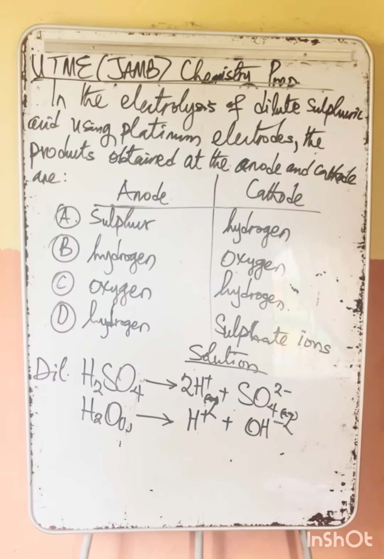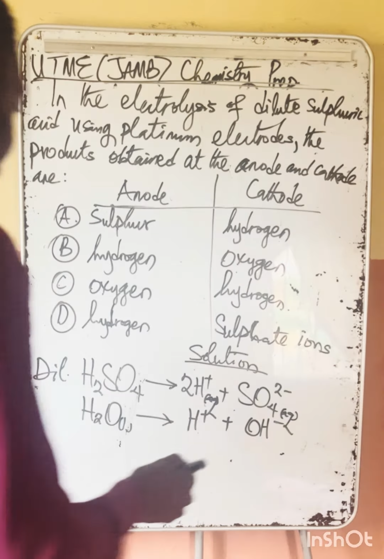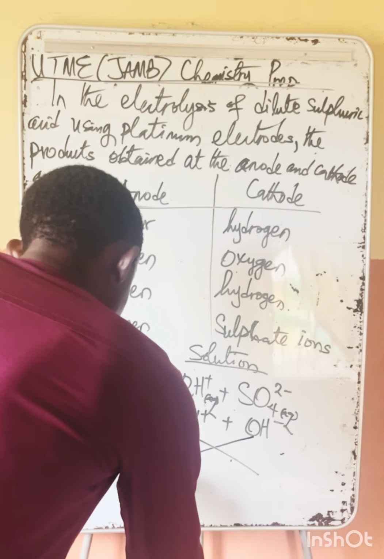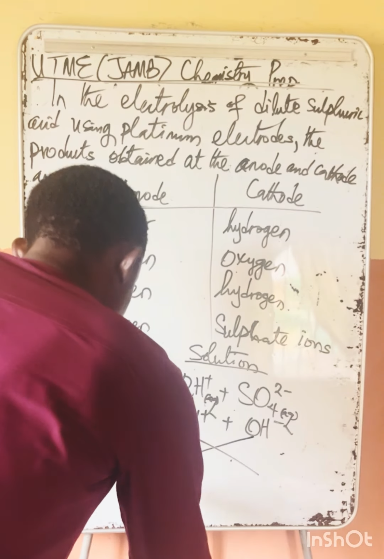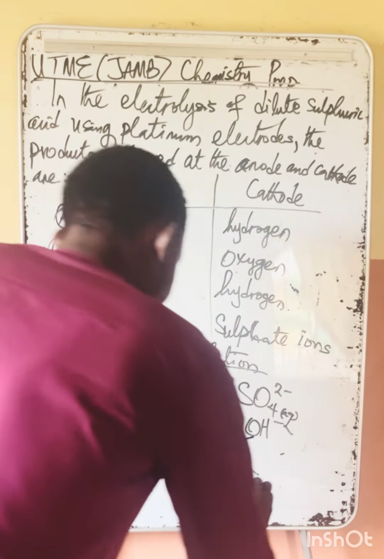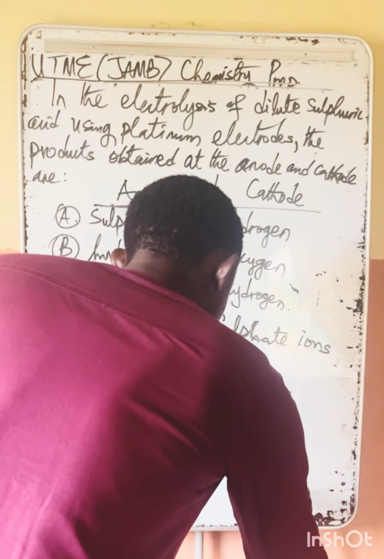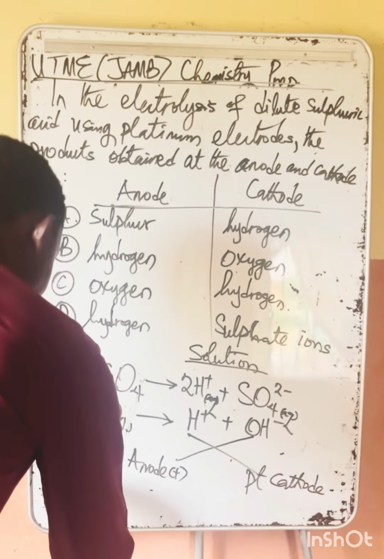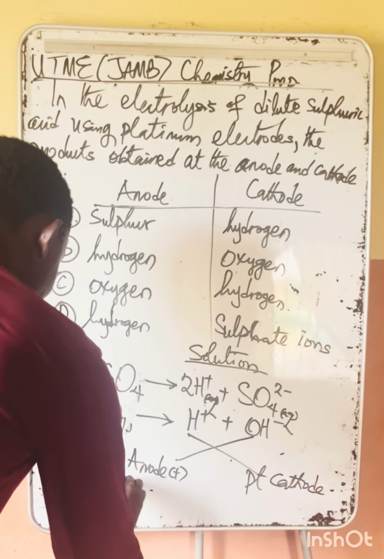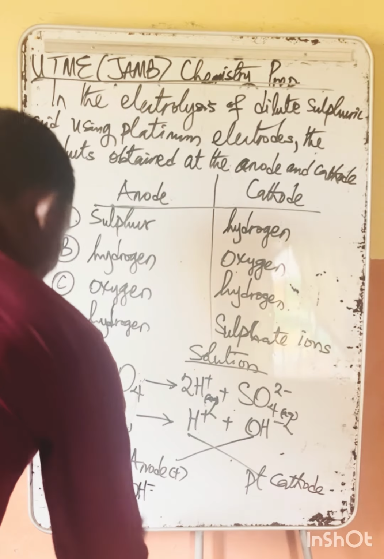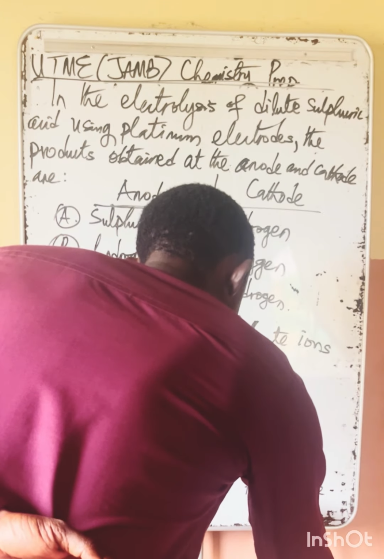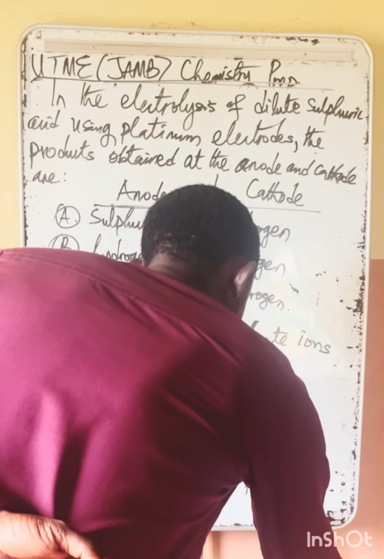So during electrolysis, ions migrate to their opposite poles of polarity. In clear terms, positive ions go to the negative electrode and negative ions go to the positive electrode. So this is the platinum anode, this is the platinum cathode. At the anode we have sulfate ions and hydroxide ions. At the cathode we have just hydrogen ions. There is no competition here.